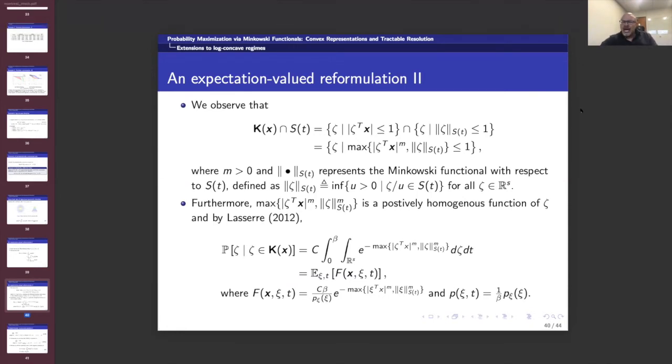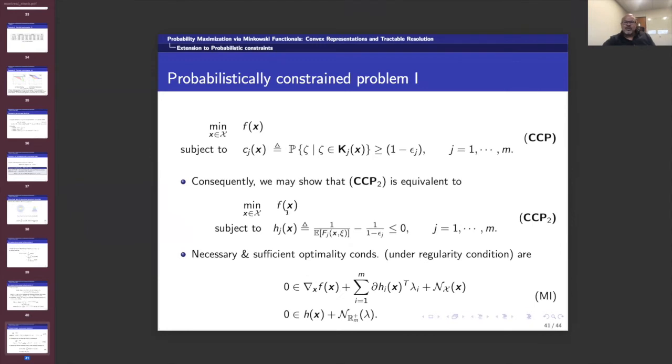Okay, but now how do you move to the next level? How do you start thinking about chance constraint problems, right? So we know that in both cases we can recast the probability distribution function as an expectation. But the problem is that once you do that in the chance constraint regime, you're going to get a problem like this. So let's think about this.